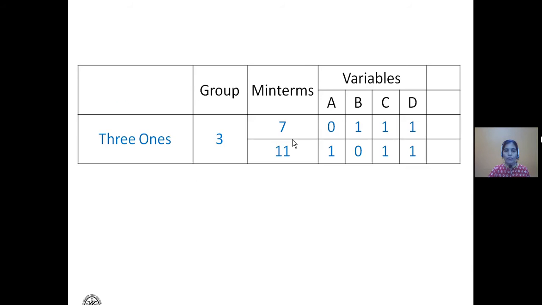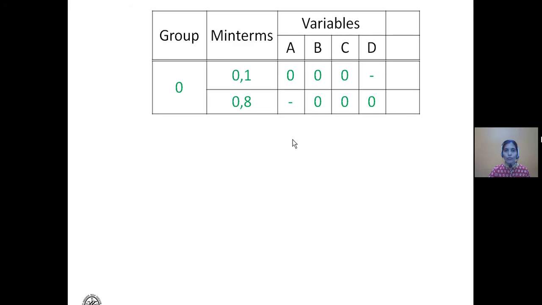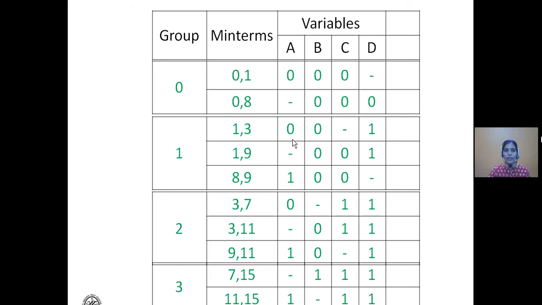And then the last comparison would be the group of three ones with a group of four ones. And here we obtain two possible pairs, that is 7 with 15 and 11 with 15. Having obtained all the possible pairs of two ones, we have four groups over here. After having compared the earlier 5 groups, which were the original groups, we obtain new 4 groups over here. These represent the possible combinations of two ones.